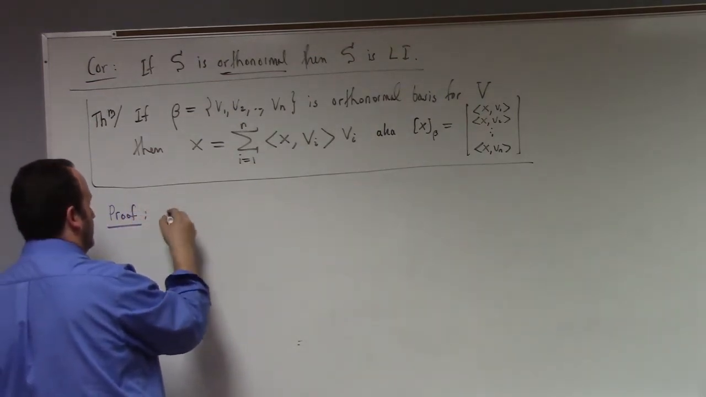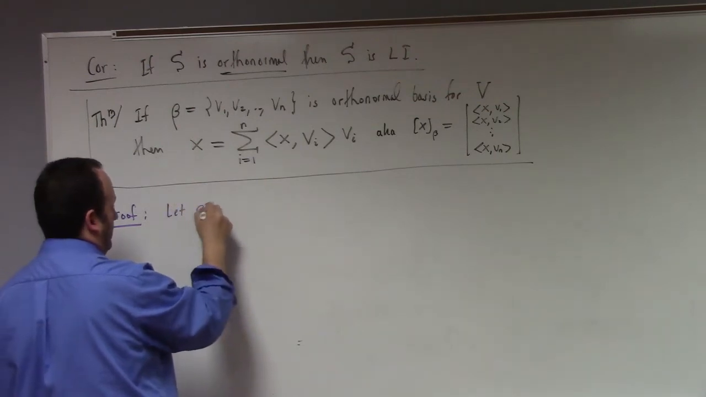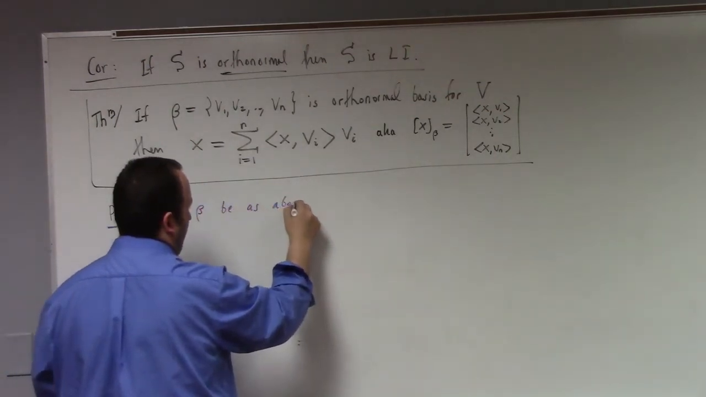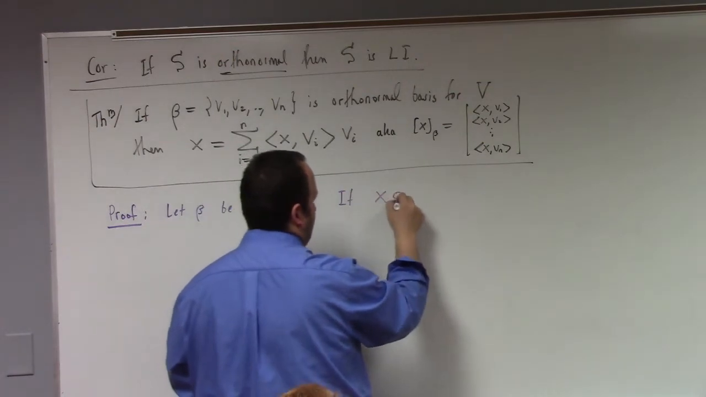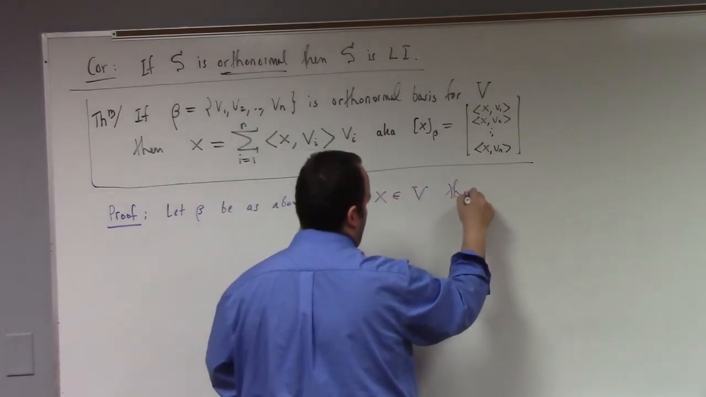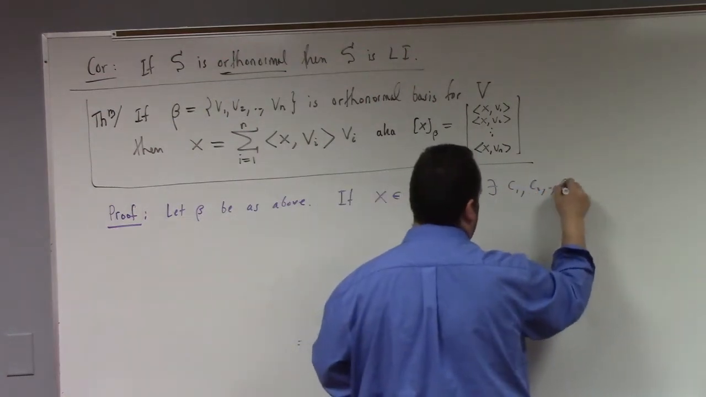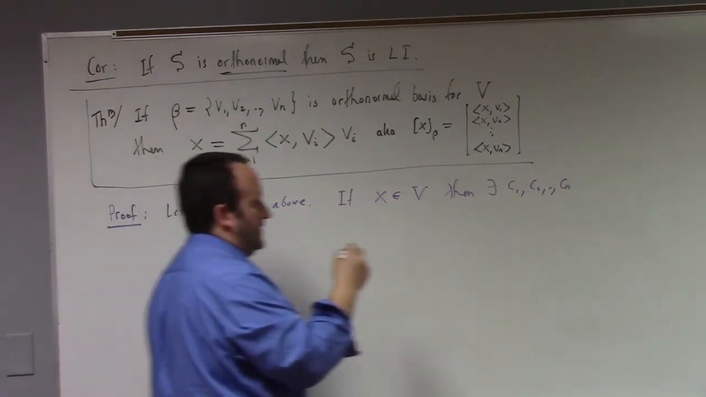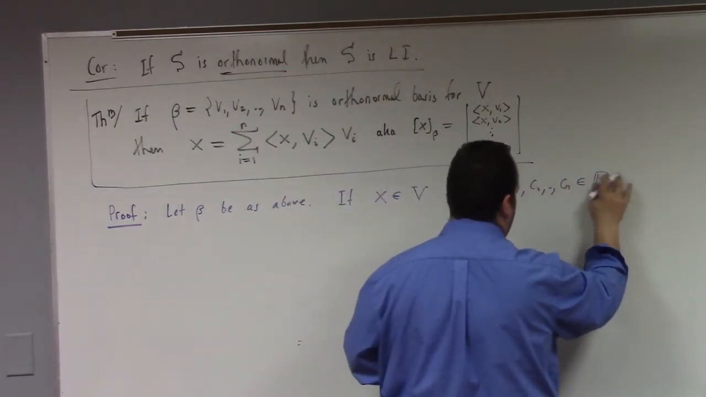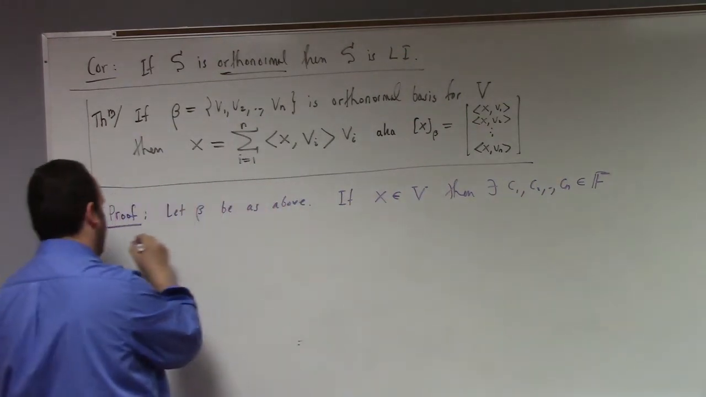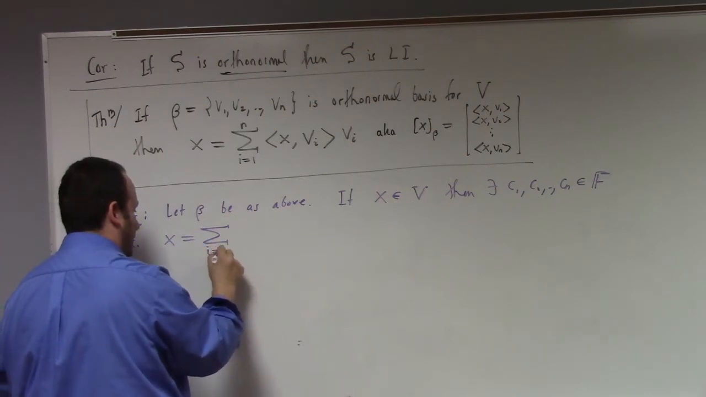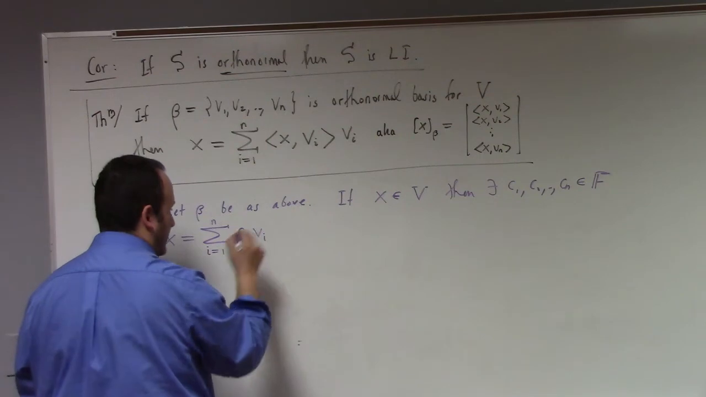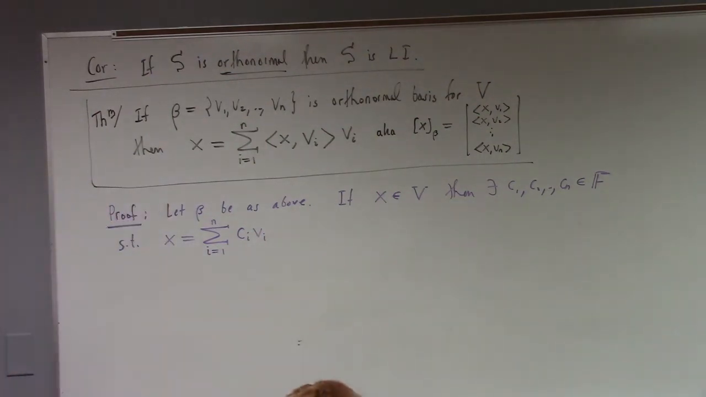So proof: let beta be as above. If x is an element of the vector space, then there exist C1, C2, through Cn in the field, whatever field we're looking at, either the reals or the complexes, such that x is equal to the sum, i equals 1 to n, of Ci Vi, because beta is a basis. You guys with me? I haven't said anything controversial yet, I think.